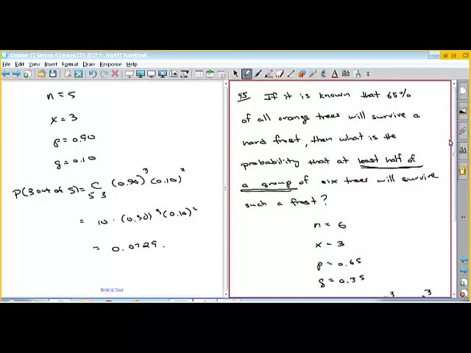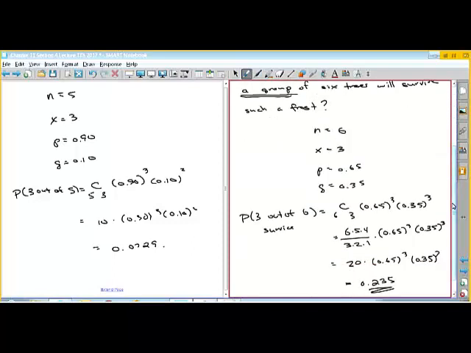That's based on the average of 0.65. So again, the most likely would be 0.65 times 6, which is about 4 probably, right? You take the probability of success times the total number of trials. The most likely outcome is 3.9, which would be about 4 trees would survive.